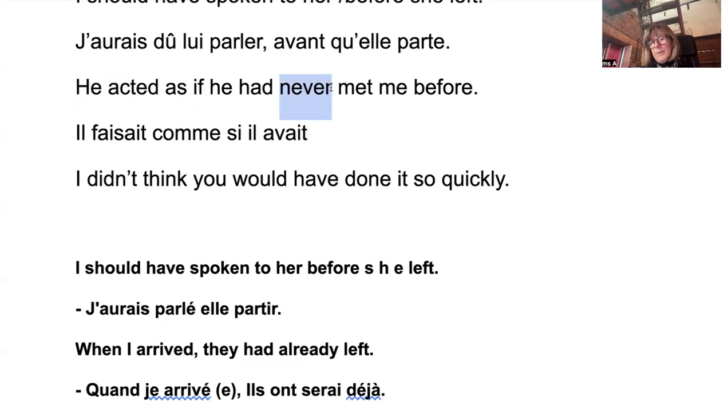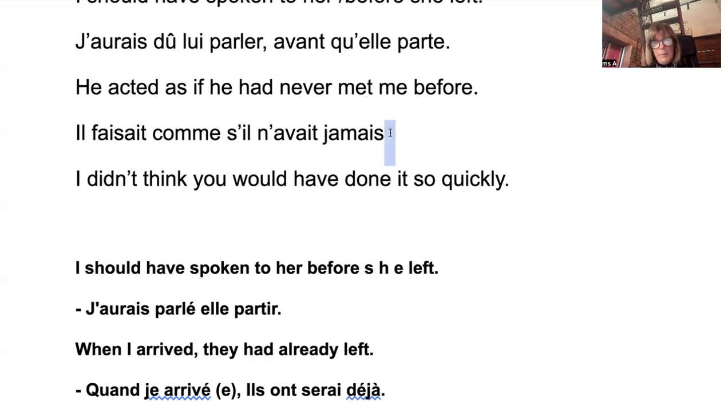Never is jamais, but every time you use a negation in French, so I will write it here, jamais, you need this little n in the beginning, all negations. So, si il faisait comme si il, so the n goes here. Now watch out, we have ii, si il. So here also, I will have to put an apostrophe. Il faisait comme s'il n'avait jamais met.